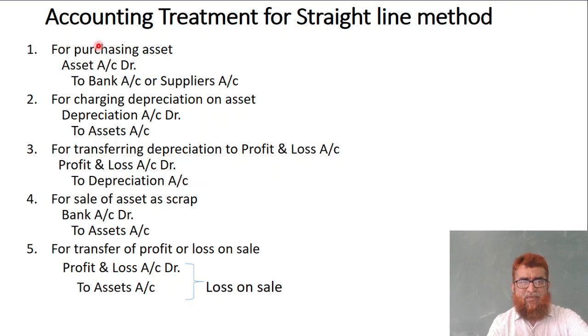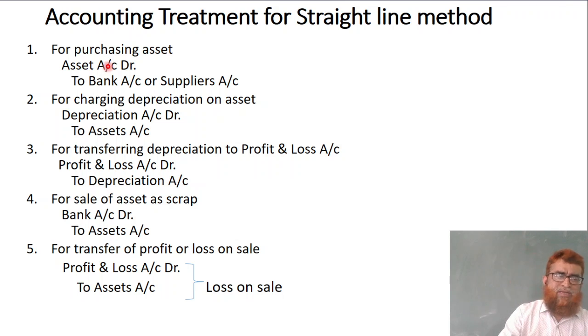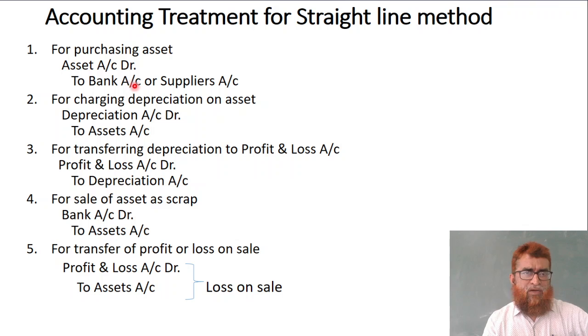ಫಾರ್ ಪರ್ಚೇಸಿಂಗ್ ದ ಅಸೆಟ್ ಜರ್ನಲ್ ಎಂಟ್ರಿ ಏನಂದರೆ ಪರ್ಚೇಸ್ ಮಾಡಿದಾಗ, ಅಸೆಟನ್ನು ಪರ್ಚೇಸ್ ಮಾಡಿದಾಗ ಅಸೆಟ್ ಅಕೌಂಟ್ ಡೆಬಿಟರ್ ಟು ಬ್ಯಾಂಕ್ ಅಕೌಂಟ್ ಇಫ್ ಇಟ್ ಈಸ್ ಪೇಯ್ಡ್ ಬೈ ಚೆಕ್, or if it is on credit, asset account debtor to supplier's account. Next one, for charging depreciation on the asset at the end of every year, from the first year onwards, every year we have to charge the depreciation. So depreciation account debtor to asset account. And third one, for transferring the depreciation to profit and loss account. ಈ depreciation ಅನ್ನು profit and loss account ಗೆ transfer ಮಾಡಬೇಕು. Every year end, profit and loss account debtor to depreciation account.